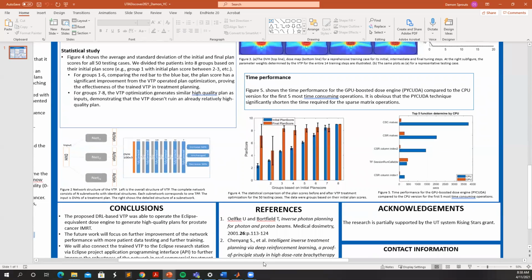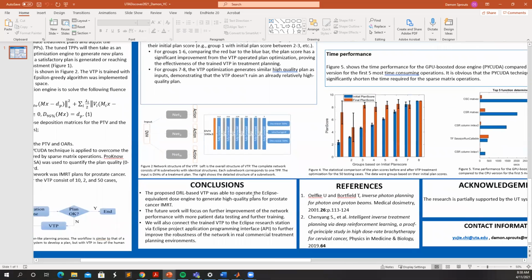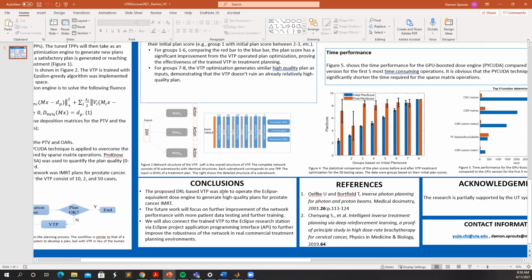in time consumption. The proposed DRL-based VTP was able to operate the Eclipse-equivalent dose engine to generate high-quality plans for prostate. The future work will be focused on improving the network performance with more patient data testing and further training. We also want to eventually connect the VTP into the Eclipse Research Station via the Eclipse Scripting Application Programming Interface (API) to further improve the robustness of the network by using the real treatment planning environment. Thank you.